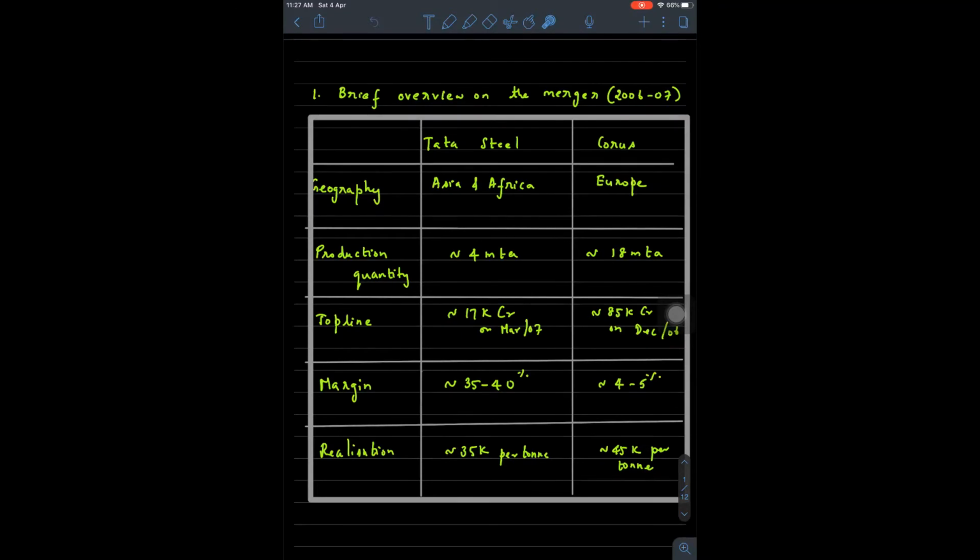The other motive was also the fact that Tata's had the opportunity to enter European markets in a big way. The combined entity would generate 22 to 23 million tons per annum, making it the 5th largest steel manufacturer in the world, and this will put Tata's in world map of steel production, where they truly belong.